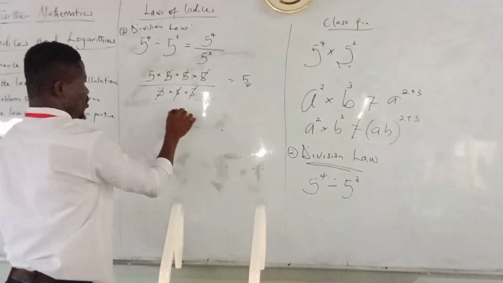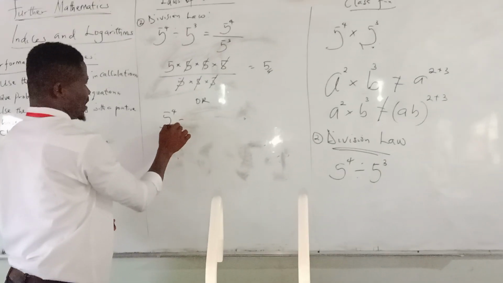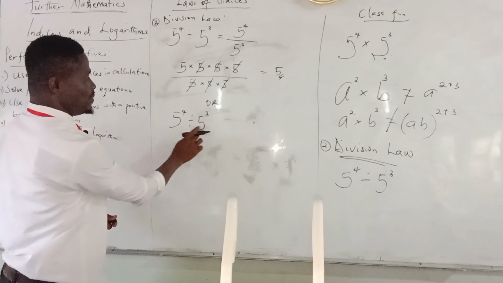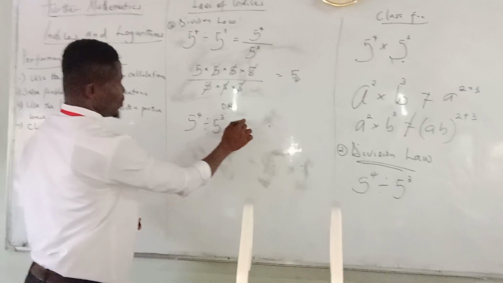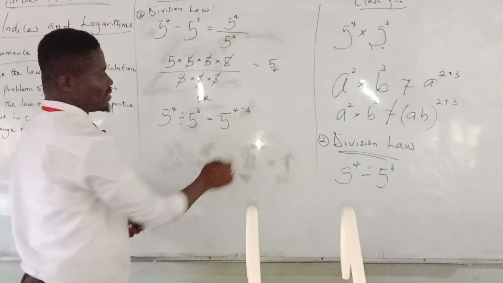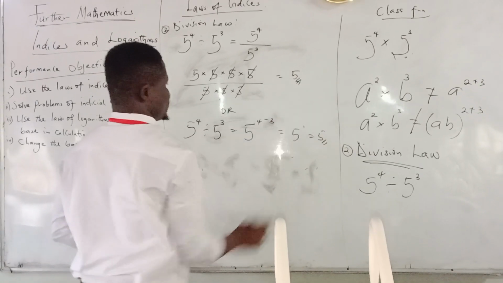Or another shortcut, where we don't want to do that, using the rule: 5 raised to power 4 divided by 5 raised to power 3. What do we do? Since the base here is the same, you now subtract the indices. 5 raised to power 4 minus 3. That is 5 raised to power 1, equal to 5, which is the same thing as this.